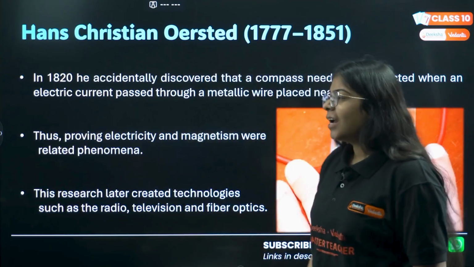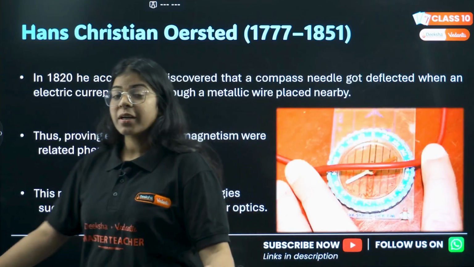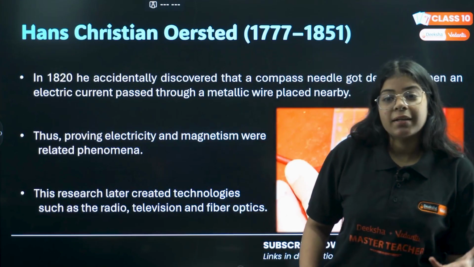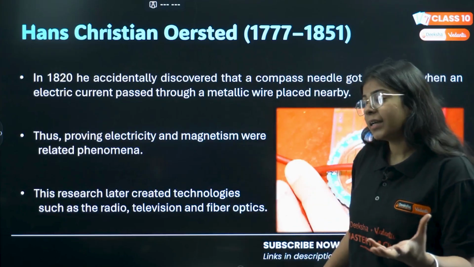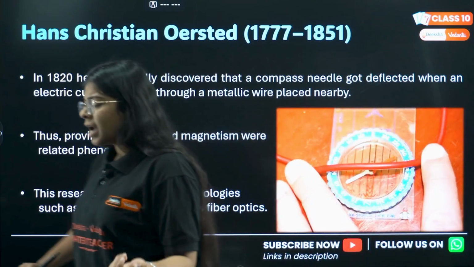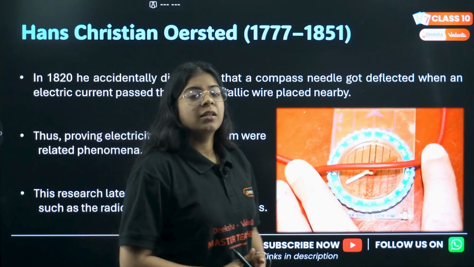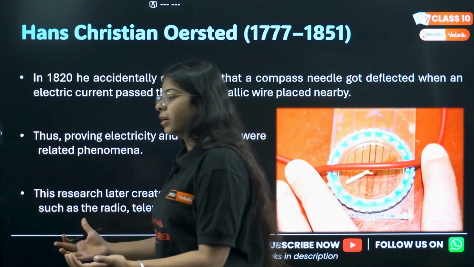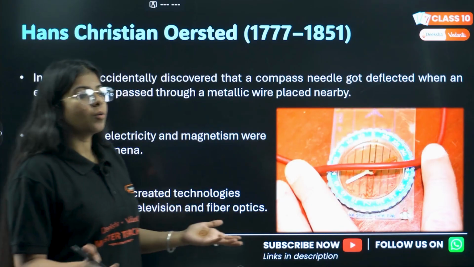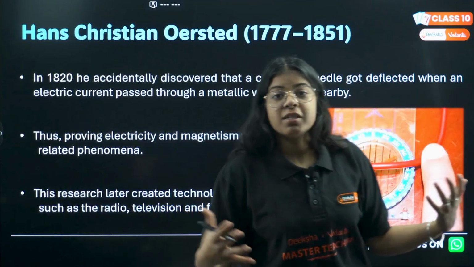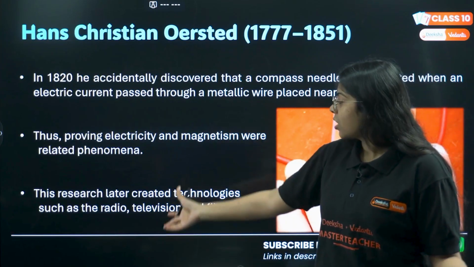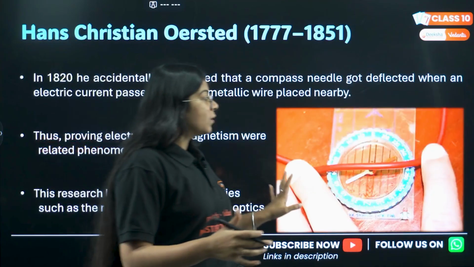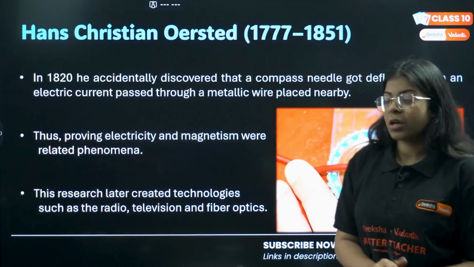What just happened? He accidentally discovered it, but with the help of this, we got to know that magnetism and electricity are related phenomena. The compass needle getting deflected due to the electric current, both of them are related phenomena, and because of that we discovered various technologies such as radio, television, and fiber optics, through which the network comes into our houses, the internet comes into our houses.